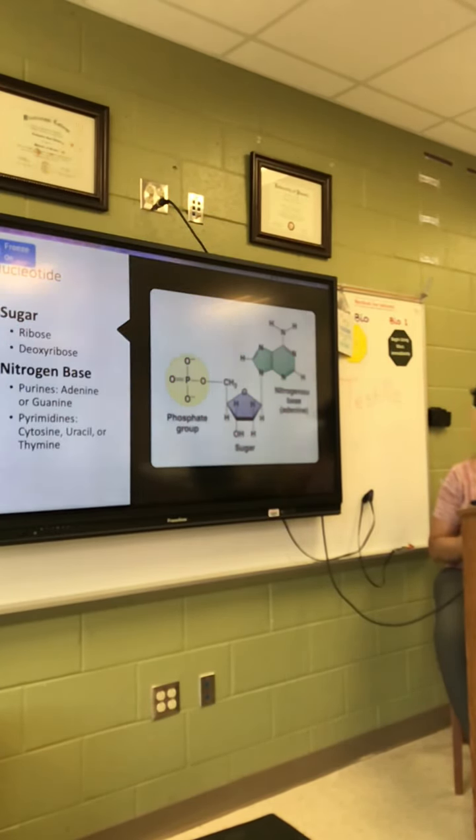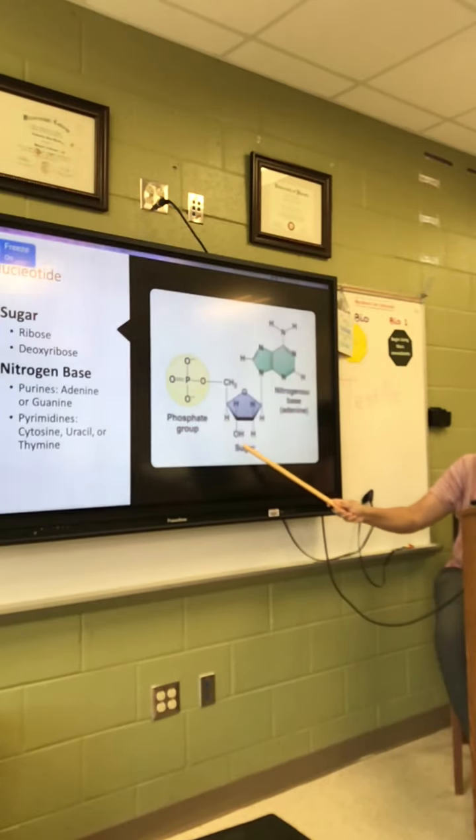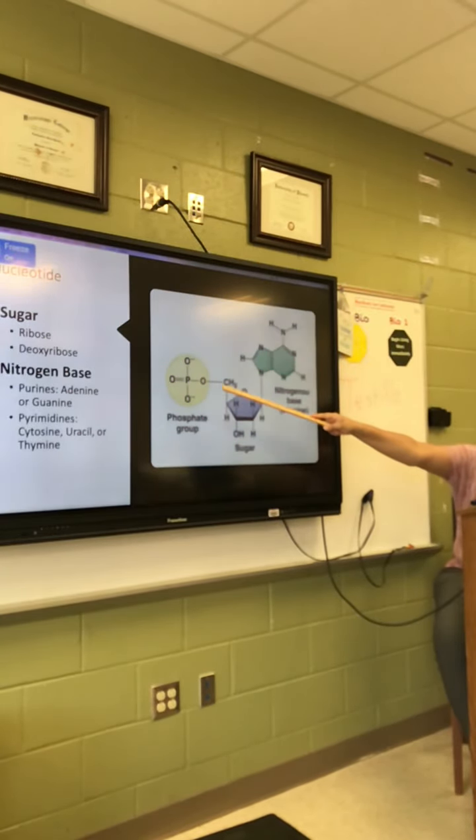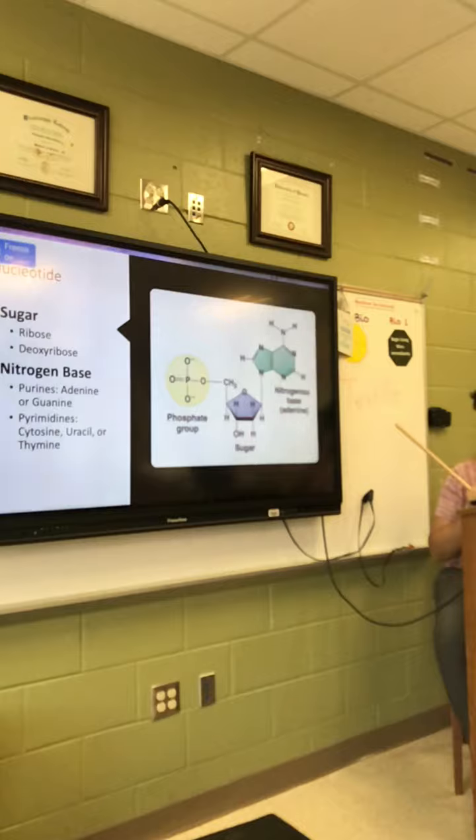Now there are 5 different nucleotides, and they differ because of the sugar and the base. Well, technically there's more than 5 if you change the sugar, but anyway, we're going to stick with 5, okay? All right. Now, the sugar, which is right here, can be one of 2 different sugars. It can be a ribose or it can be a deoxyribose. If you look over there on the sugar, you see ribose and deoxyribose.